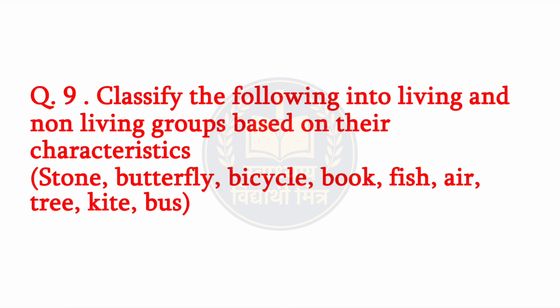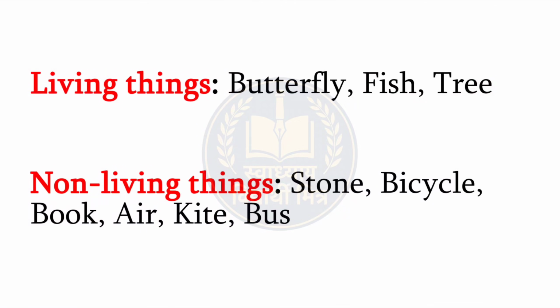Question 9. Classify the following into living and non-living groups based on their characteristics. Stone, butterfly, bicycle, book, fish, air, tree, kite, bus. Living things are butterfly, fish, and tree, and non-living things are stone, bicycle, book, air, kite, and bus.